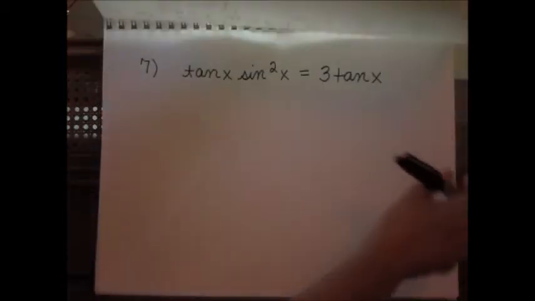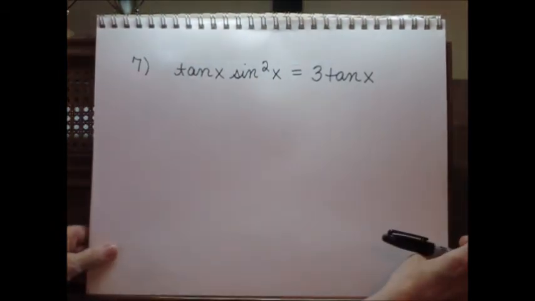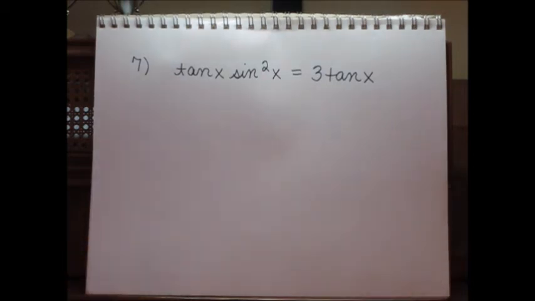We have one more problem to try. Here it is, number 7. Tangent x sine squared x is equal to 3 tangent x.